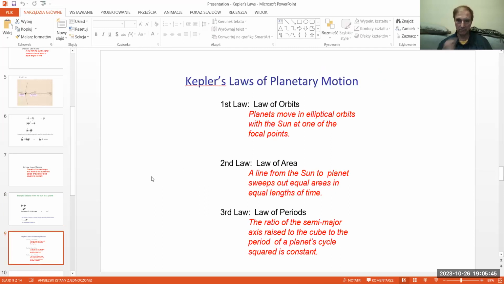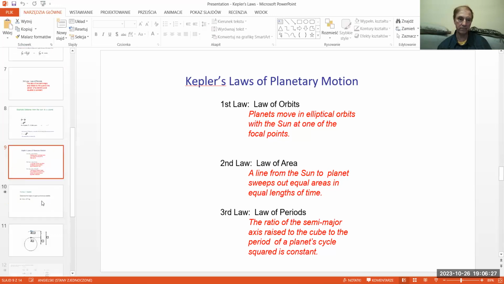So summarizing again, the three Kepler's laws have been discussed, and they sound like this. The first law: a planet moves in an elliptical orbit with the Sun at one of the focal points. The second law: a line from the Sun to a planet sweeps out equal areas in equal lengths of time. The third law: the ratio of the semi-major axis raised to the cube to the period of the planet's cycle squared is constant.